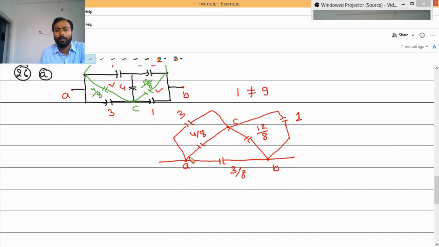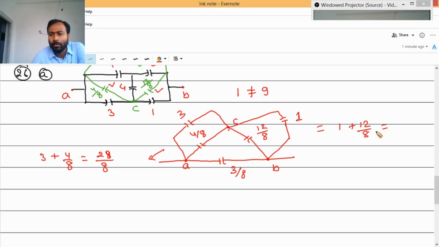Now how we will solve this network: these two parameters are in parallel, and similarly these two parameters are in parallel, so we will first find this equivalent. These two terms are in parallel, so just add the values. This is 3 plus 4 upon 8, so 24 plus 4, that is 28, so 28 by 8. And this value will be 1 plus 12 upon 8, so it will be 20 upon 8.